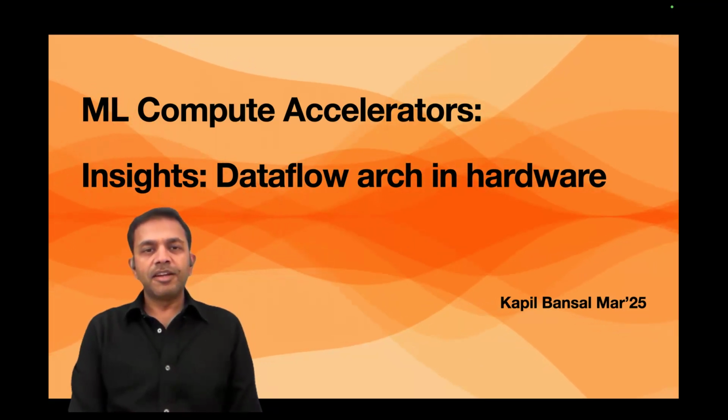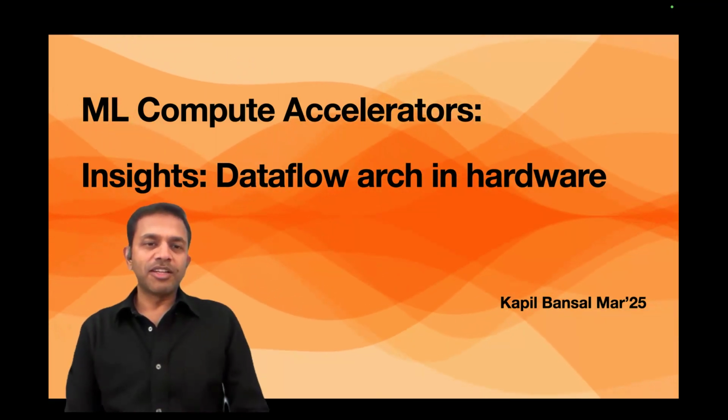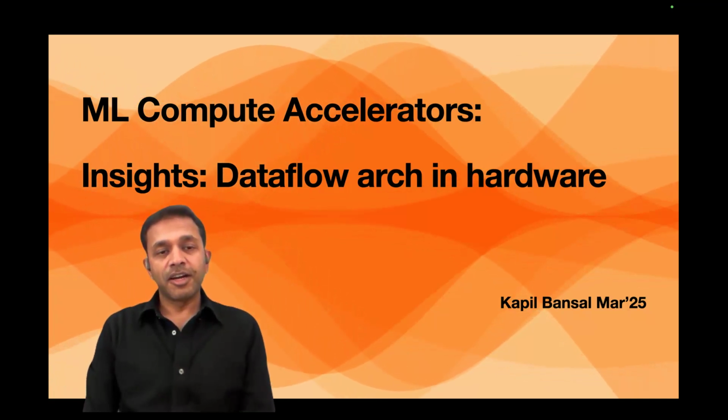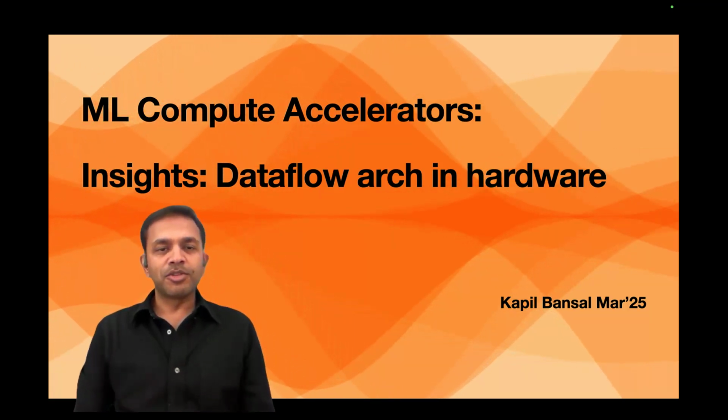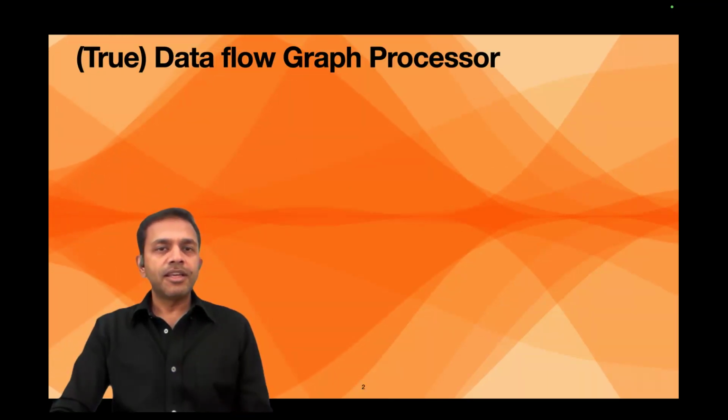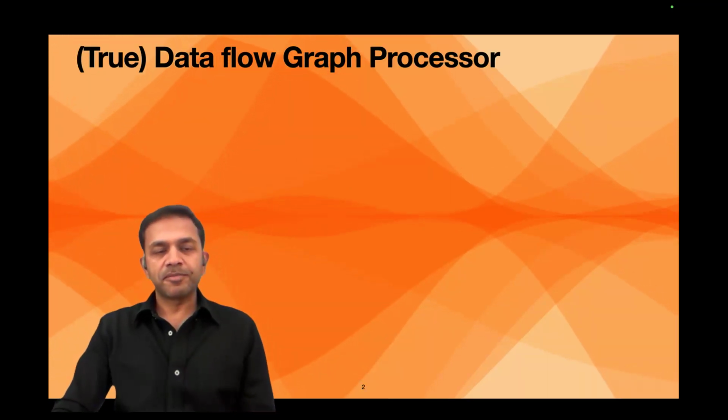Hi, data flow graph architecture is being touted as the preferred choice for efficient AI hardware. Let's dive into some nuances around it. What truly is a data flow graph processor in a true sense?